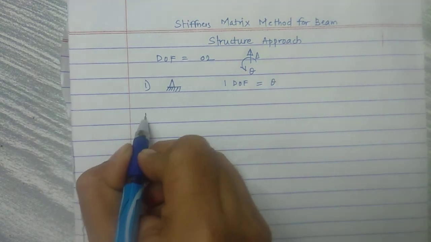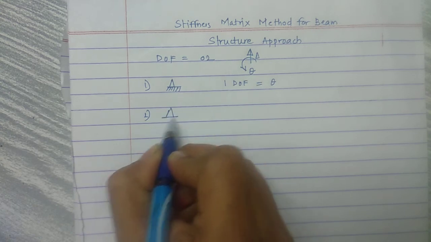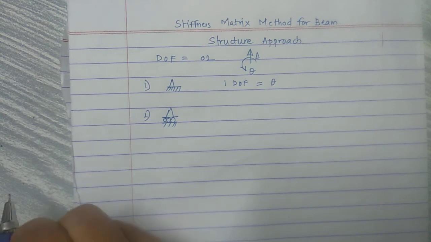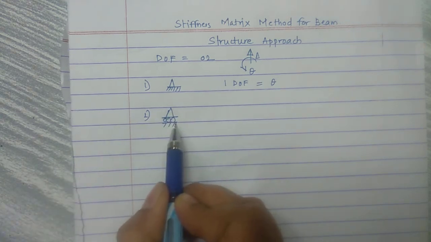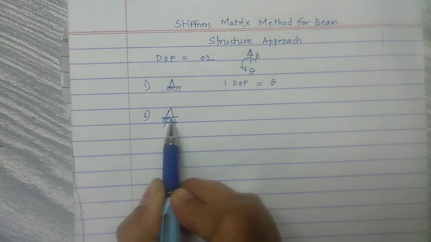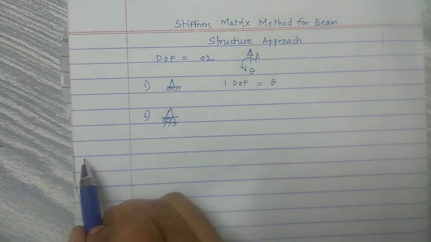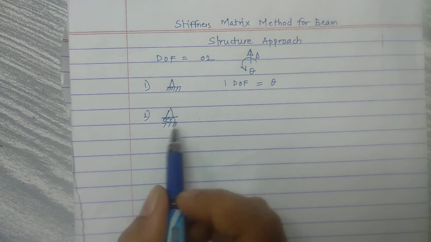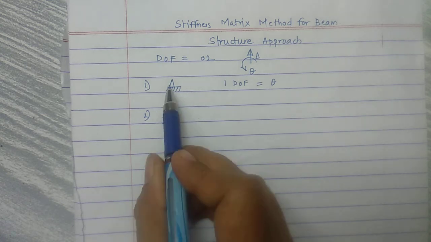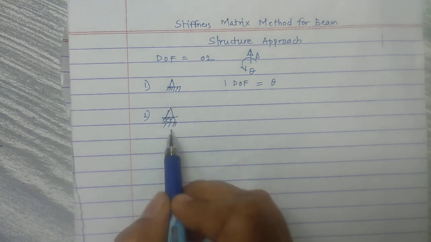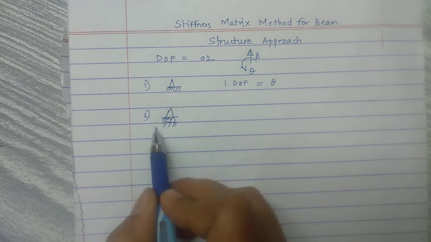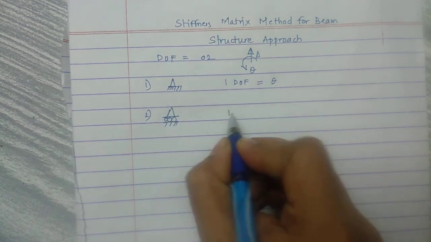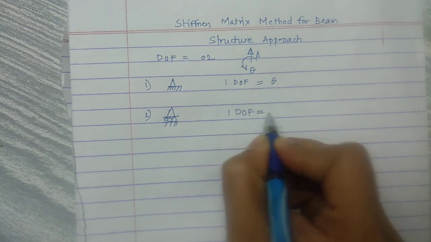The second support we will see is the roller support. We know that a roller support can rotate and also move in this direction, but as we are neglecting the axial displacement, we need to consider here only the rotation. It cannot move in the vertical direction. There is no freedom in moving vertically, only a freedom in rotating. So the roller support is also having 1 degree of freedom, that is theta.